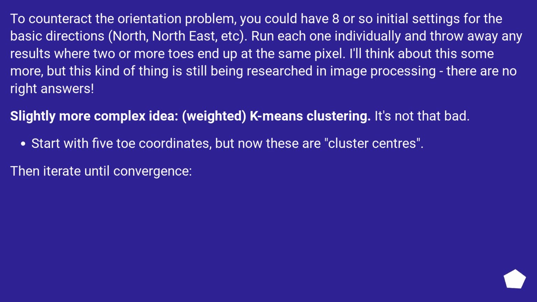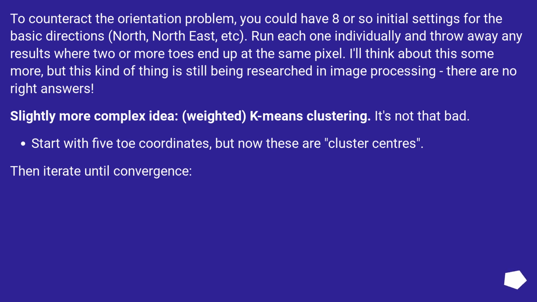To counteract the orientation problem, you could have 8 or so initial settings for the basic directions, north, northeast, etc. Run each one individually and throw away any results where 2 or more toes end up at the same pixel. I'll think about this some more, but this kind of thing is still being researched in image processing. There are no right answers.